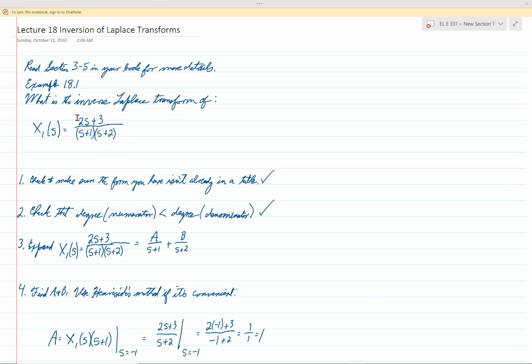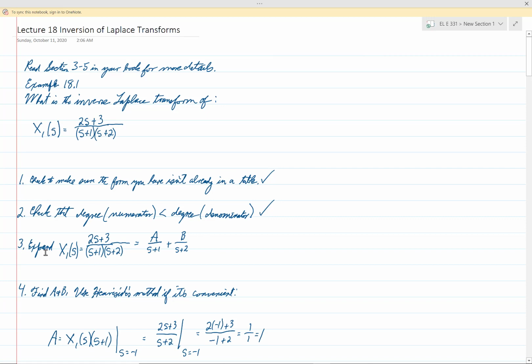Now in this case, the degree of the numerator is 1, because s to the first power is the highest power of s there. And if we multiplied out the denominator, we would have an s squared in the bottom, so the degree of the denominator is 2. Therefore, the degree of the numerator is indeed less than the degree of the denominator, so we can check this step. We're ready to proceed with this.